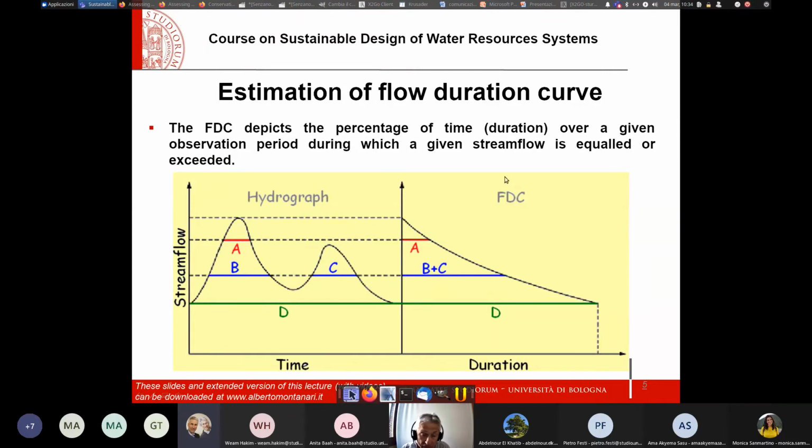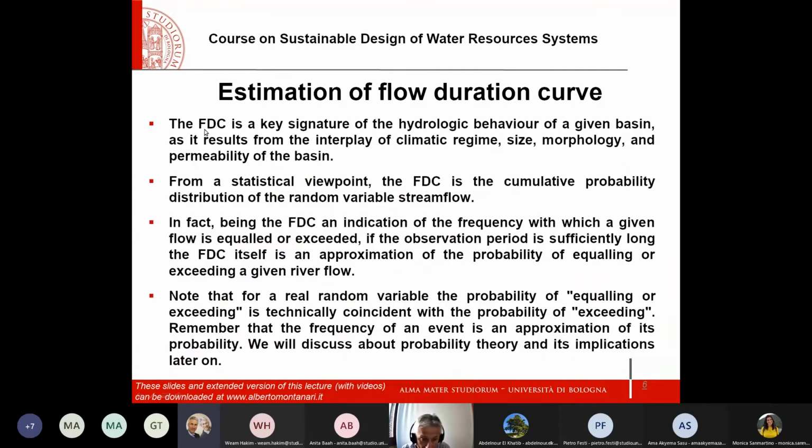Now, I think this graph is clear in explaining how the flow duration curve is estimated. From a practical point of view, we will make an exercise, so I suggest that we don't focus here on the details of the practical estimation. I would say it could be next week, I don't know if on Monday or Thursday. It doesn't make a difference for you, so I would say on Monday. I will take 1.5 hours on Monday to make this exercise.